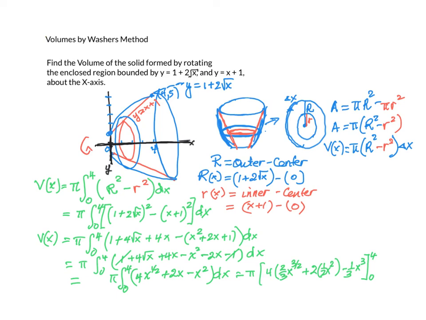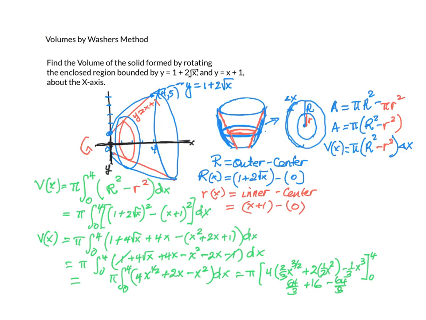So let's write that down. I have 64 over 3. Next, when I substitute 4 in for x squared, the 2 cancels with the 2 here. So I just get 4 squared is 16. So let's write that down. Plus 16. And next, when I substitute 4 in for x, 4 to the 3rd power is 64. So I am going to get negative 64, or minus 64 over 3.